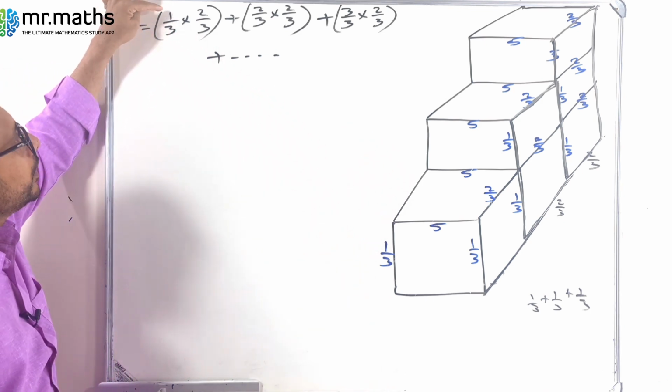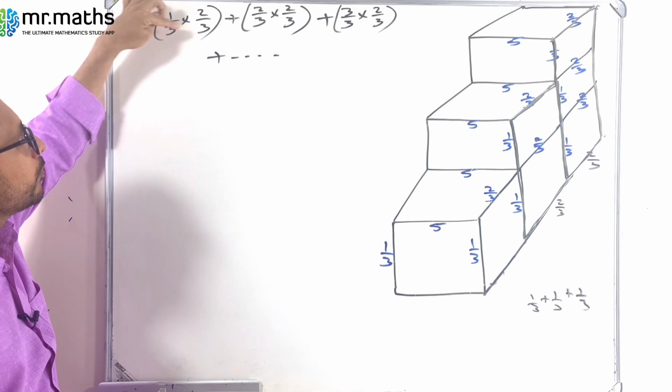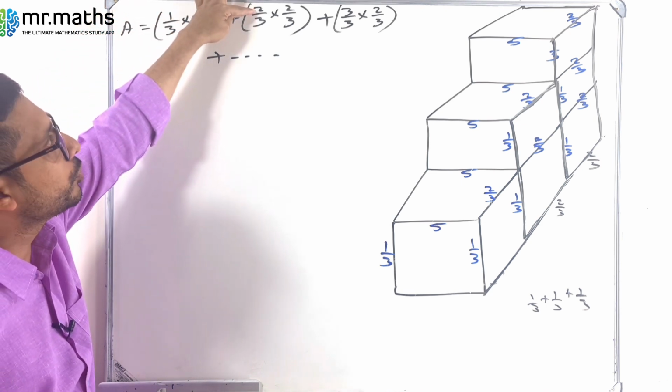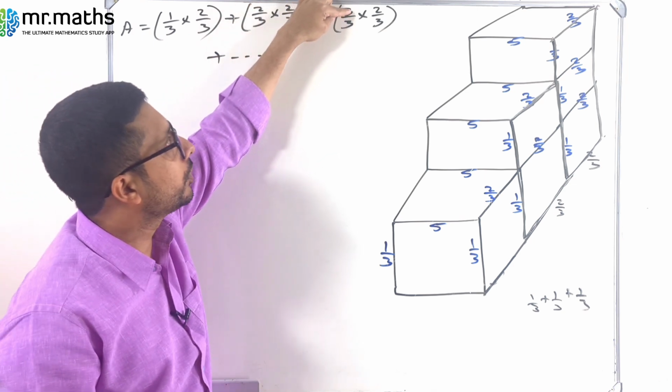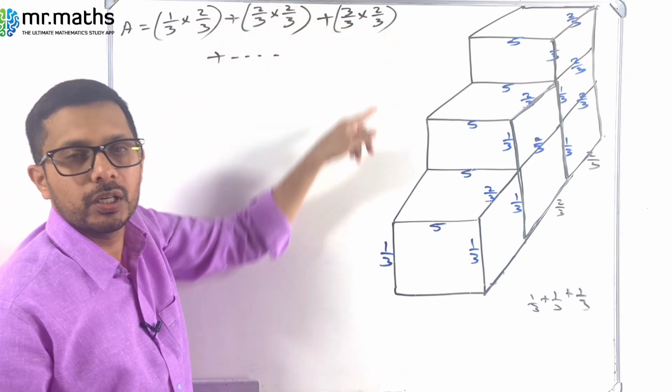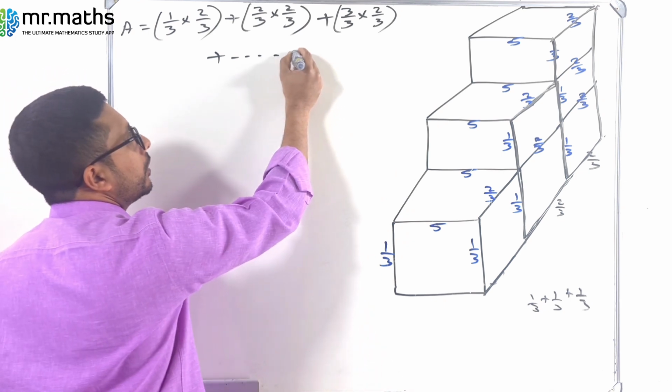First step, it is 1 over 3 times 2 over 3. Second step, instead of this 1 here, it is 2 over 3. Third step, 3 over 3. That's the only change. All the other numbers are the same. So what about the 12th step?